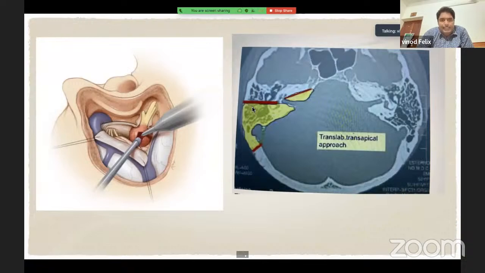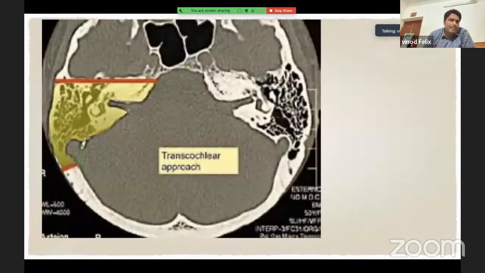And this is a schematic representation of the translabyrinthine approach, which I think Dr. Karthikeyan would cover better. And we have this excellent approach called the transcochlear approach, where we drill the entire mastoid, the labyrinth and the cochlea, and they'll take you to the petrous bone. The entire petrous bone is in front of you. You can even reach the other side, contralateral clivus.